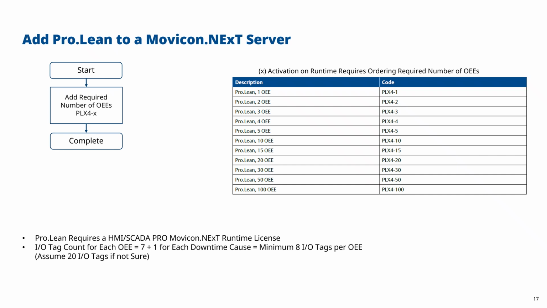And the reason we have 7 tags needed is, we need to calculate whether the machine is running or stopped, whether the machine is available or not. We need to have all the downtime reasons. We also need to have the number of parts produced, the number of scrap items, and some other parameters as well, because we need all of those parameters for the OEE calculation. So it's a minimum of 8 I/O tags per OEE, but I would assume 20 if not sure, and you may need more depending on how many downtime reasons you've got.